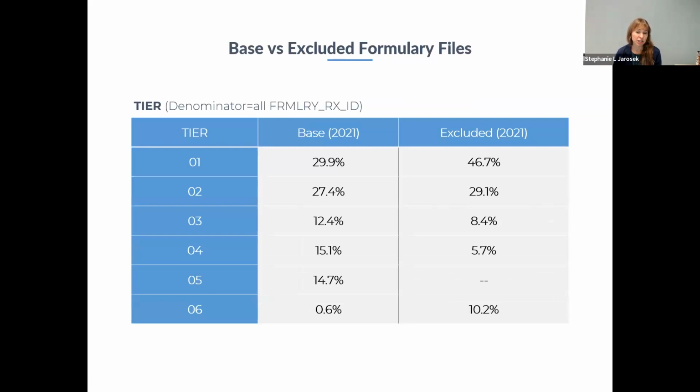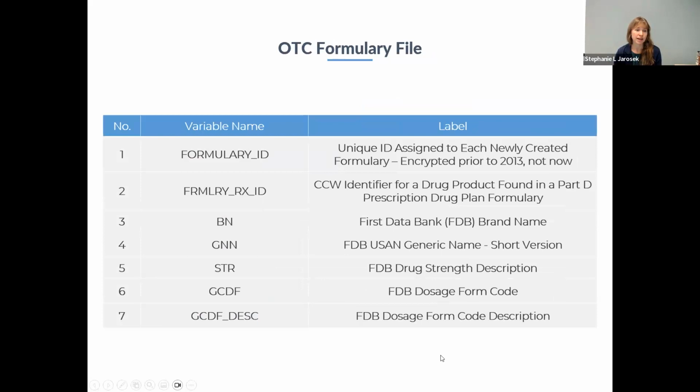When we look at the tier structure, excluded drugs are more likely to be in tier 1, which is probably a generic tier, but we would want to link back to the tier file to figure that out. This shows how the structure is different for base and excluded. Now we have this over-the-counter formulary file. OTC is over-the-counter. These drugs are not part of the prescription drug program, because prescription drugs and over-the-counter drugs are two different things.